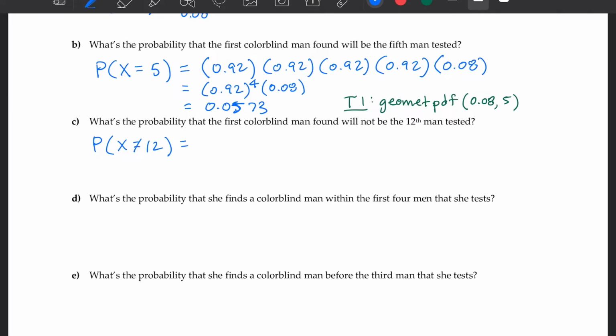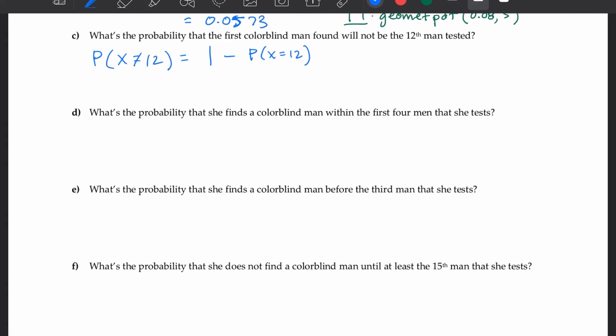So this is actually one of those hidden complement problems where we would say, well, the probabilities should all add up to 1 in our probability space, and I just don't want that it's the 12th person. So I'll just find the probability that it is the 12th person and subtract it from 1. So go ahead and do that, either by hand or using your calculator, or ideally both. All right, you'll check that answer when you come into class. Let's move on to D.